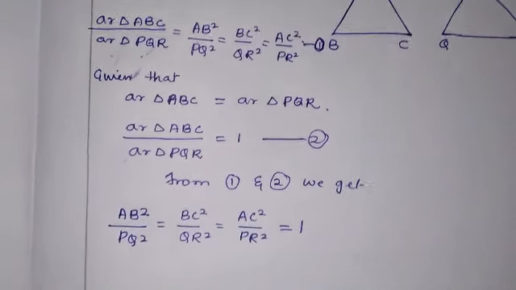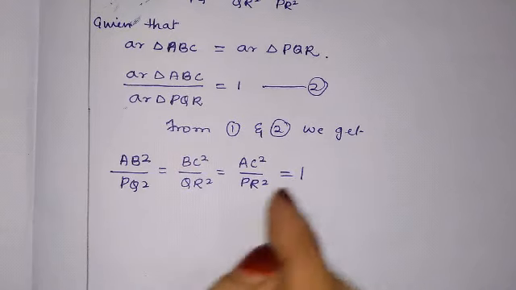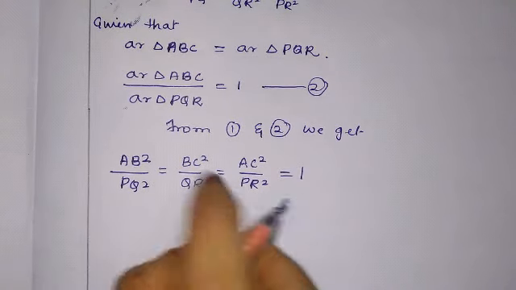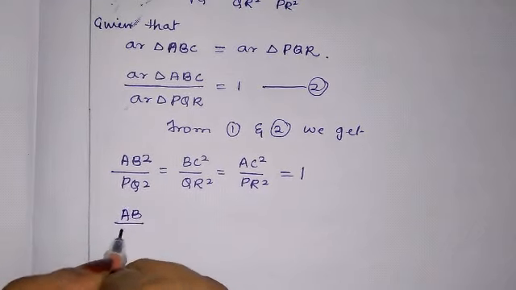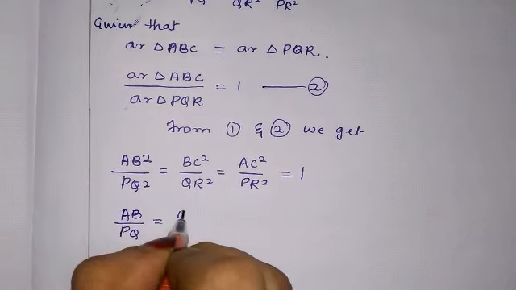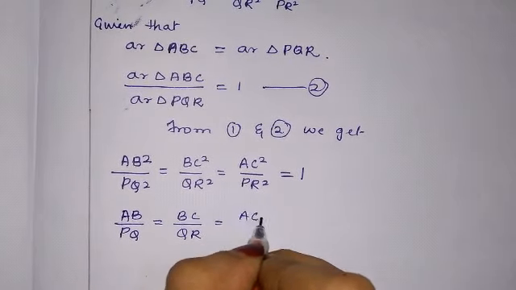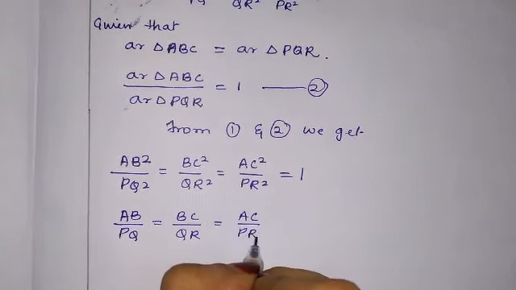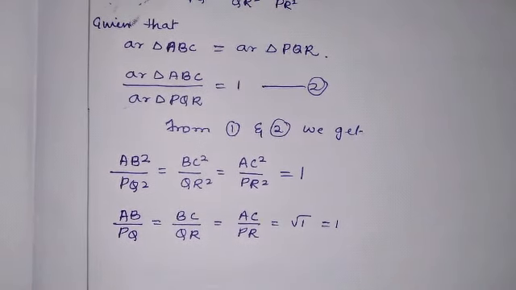Now, we can see here square will become root. So, root 1 is again root only. Square will become root. Let me write that step. AB by PQ equal to BC by QR is equal to AC by PR is nothing but root 1, and root 1 is again 1. Always root 1 is 1.